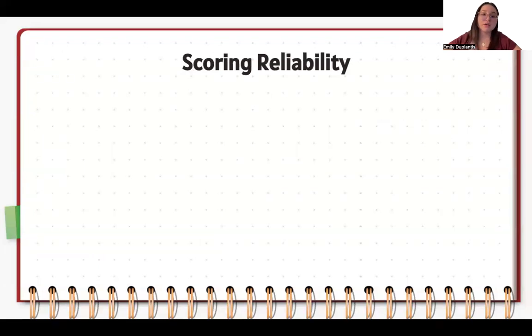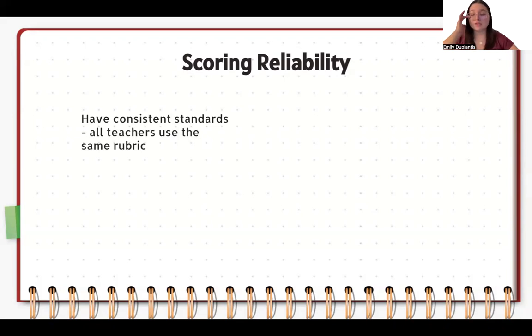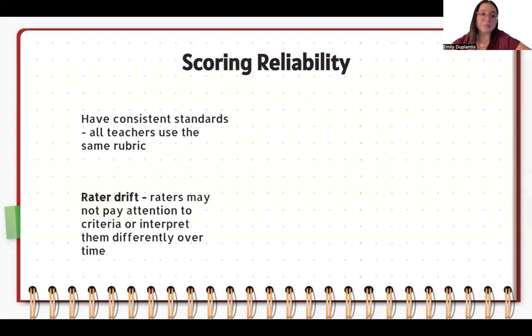Scoring reliability. So this is where we're going to talk about kind of like what I touched on in this previous slide. So have consistent standards. All teachers are using the same rubric.